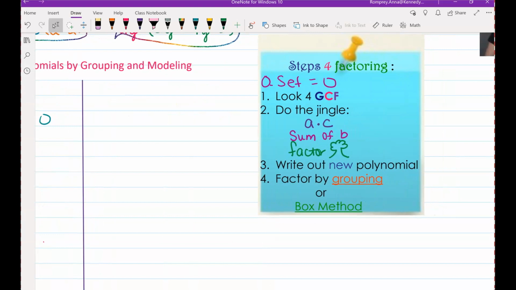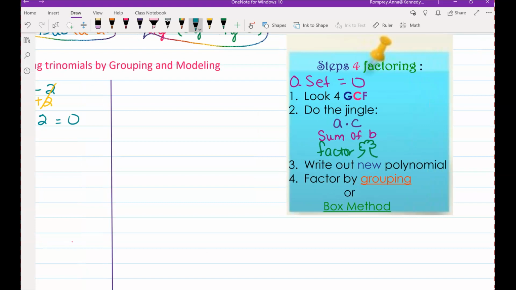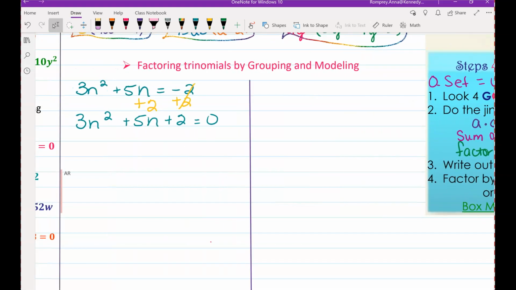Alrighty, so the next thing we're going to do is look for a GCF. Now, if you happen to skip this step, yes, you can still get the answers correct. However, if there is a GCF and you take it out, it usually makes the coefficients easier to work with. So 3n squared plus 5n plus 2. Okay, so 3, 5, 2. Nope, no GCFs there. An n squared, an n, and another, nope, no more variables. So it doesn't have an n.